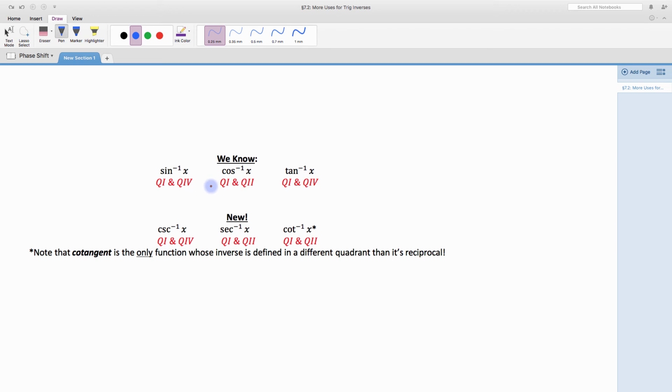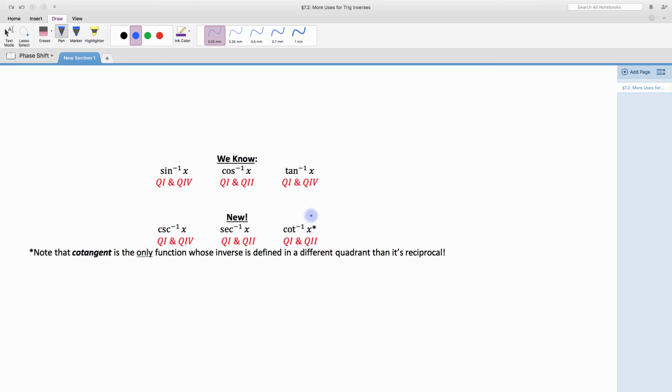In our previous couple lessons, we were using the inverse sine, inverse cosine, and inverse tangent quite a bit. And we know from those lessons that inverse sine is restricted to values in quadrants 1 and 4, inverse cosine to quadrants 1 and 2, and inverse tangent to quadrants 1 and 4. Today we're going to look at adding in inverse cosecant, inverse secant, and inverse cotangent. Now, the reciprocal functions are all defined in the same quadrants as their reciprocals for their inverse, except for the cotangent. The inverse cotangent is restricted to values in quadrants 1 and 2 rather than in quadrants 1 and 4.